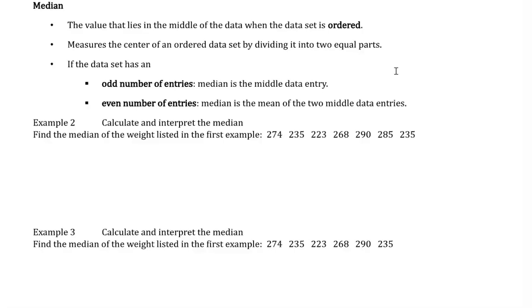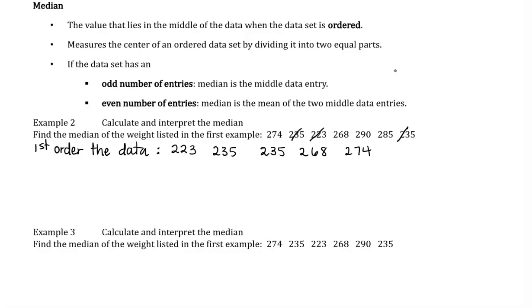So looking at example 2 first, we're going to find the median weight listed here. So I'm going to begin by ordering the data. When you're finding the median by hand, you always want to start off by ordering the data. So the smallest value is 223. And then we have a 235, followed by another 235, followed by a 268, a 274, a 285, and then a 290. So I just listed the data in order.